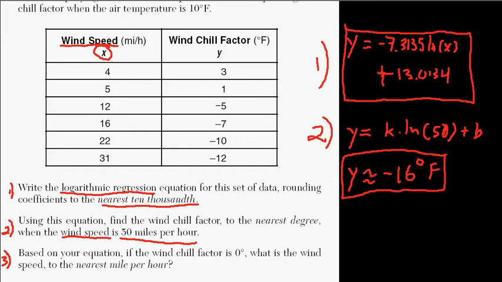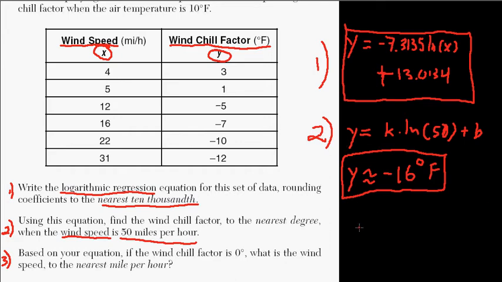Now you do. Okay, number 3, it says, based on your equation, if the wind chill factor is 0 degrees, what is the wind speed to the nearest mile per hour? Well, now it says the wind chill factor, that's y. Okay, y is equal to 0.